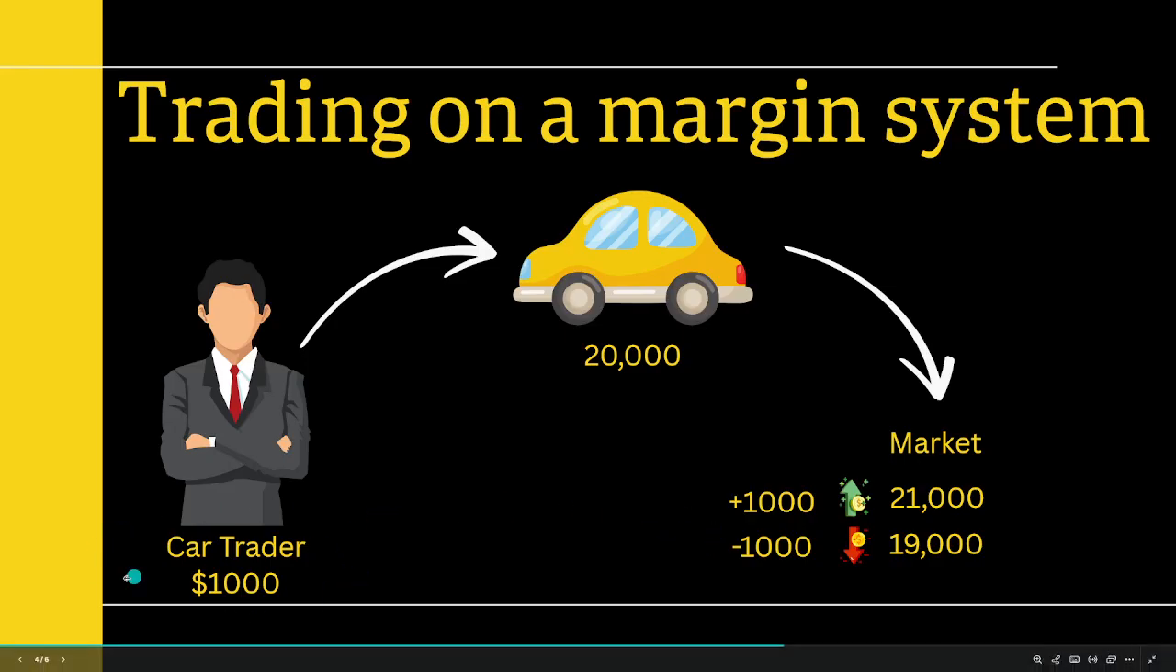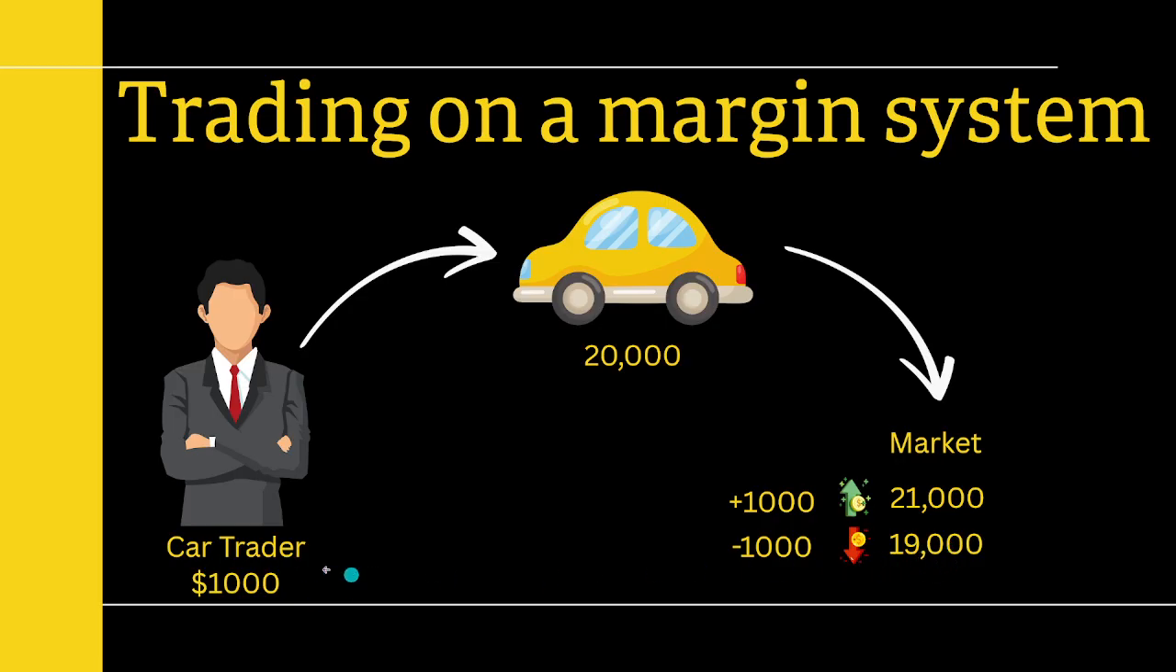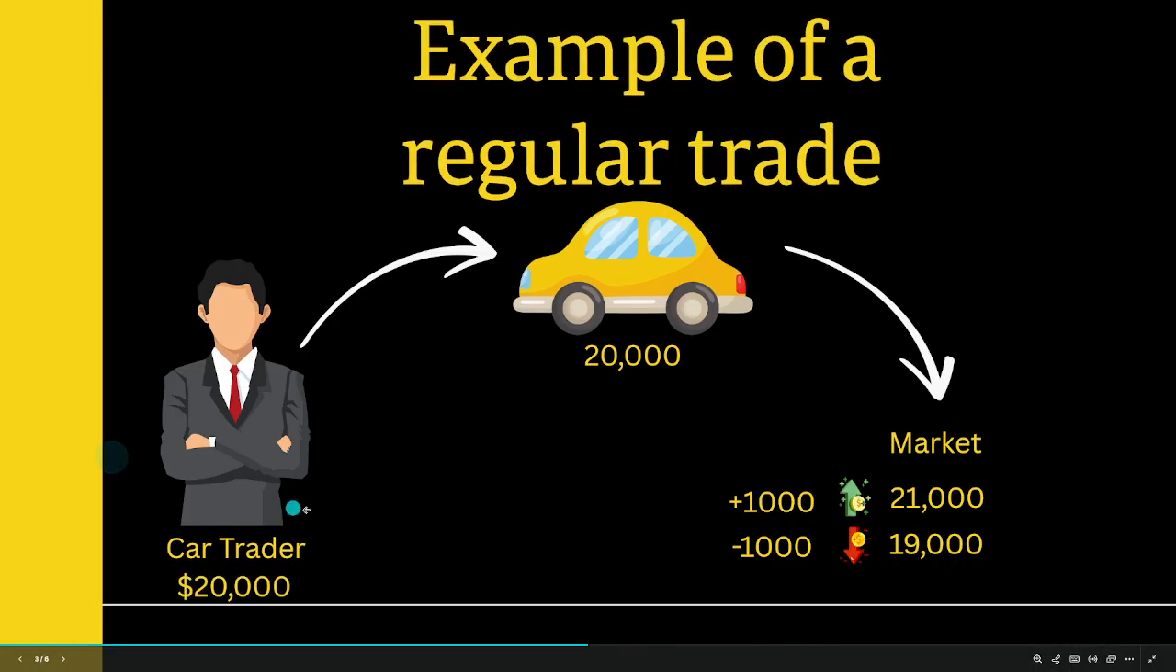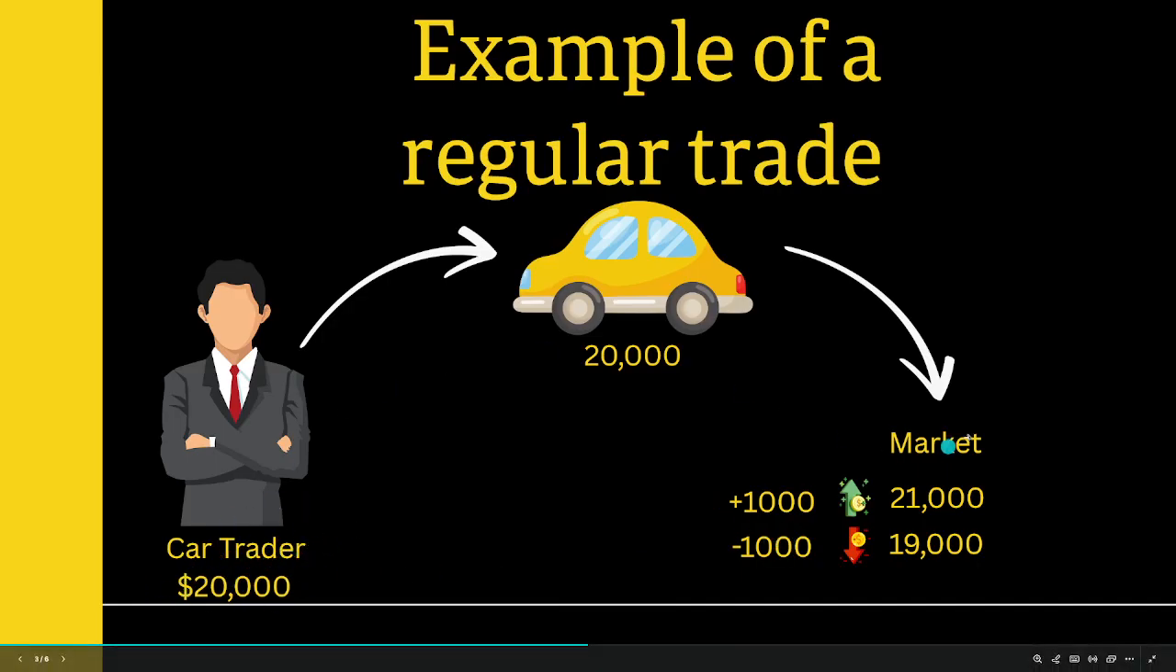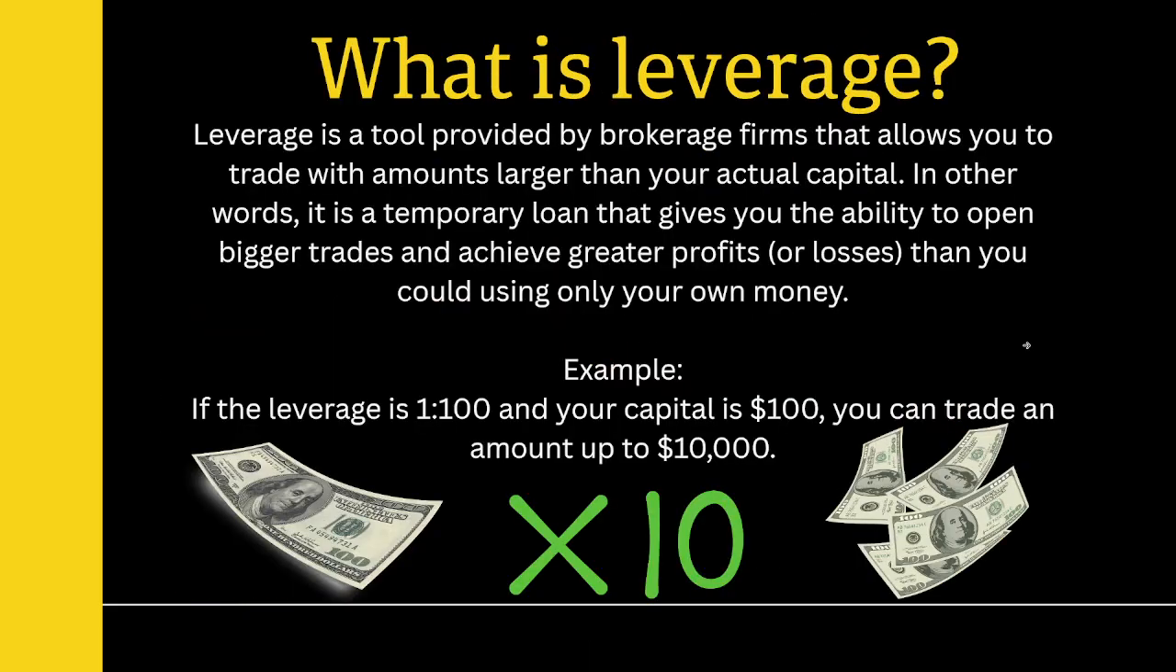As much as this can be profitable and make you 2x your accounts, this guy, if he loses and the market goes to 19,000, then he will lose 100% of his account. But if the same happens here, this guy has only lost 5% of his account. But it's the same thing. Now let's go specifically into leverage.